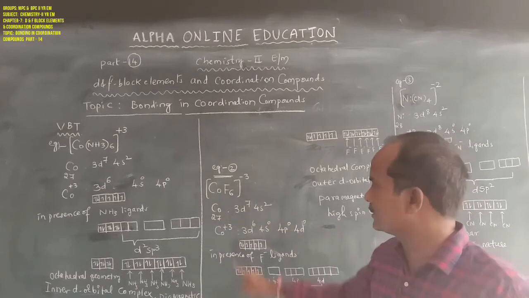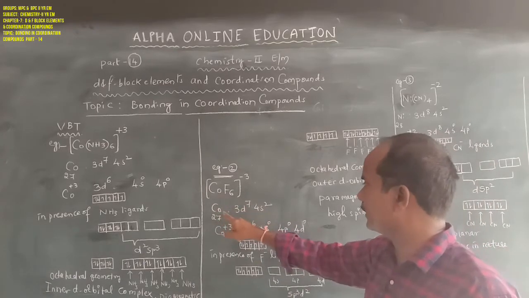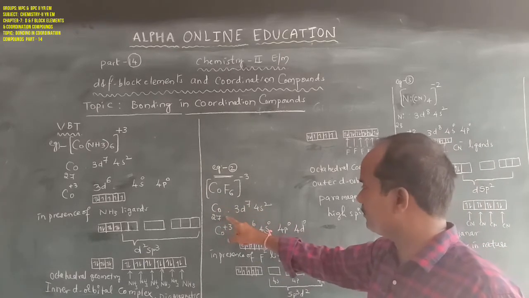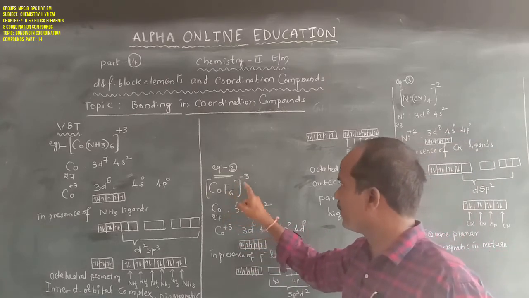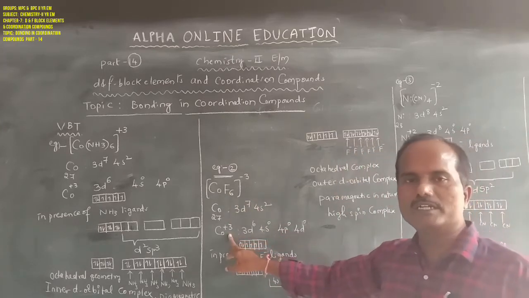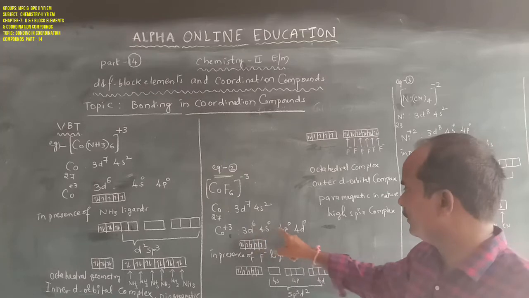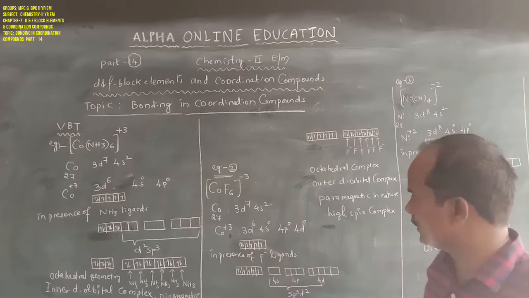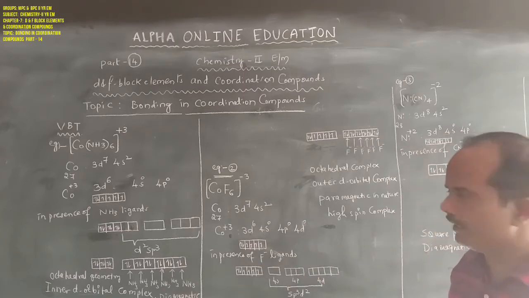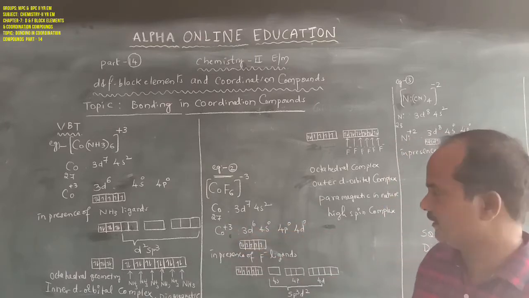Next, another complex ion is the hexafluorocobaltate(III) ion. Cobalt's electron configuration in the atomic state is 3d7 4s2. In hexafluorocobaltate(III), cobalt exhibits the +3 oxidation state. In the +3 state the electrons in the d and s orbitals are 3d6 4s0 4p0 and 4d0. This is the orbital picture of Co3+.